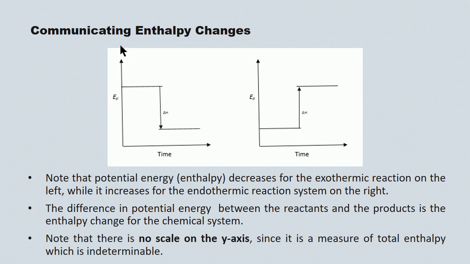You'll notice that there's no scale on the y-axis in either of these, and this harkens back to something I've said before. It's really impossible to determine the total enthalpy of a chemical system. Similarly, it's impossible to determine the total potential energy of a chemical system, which is what the y-axis represents. So we very seldom see a scale on this y-axis. It would be unusual.